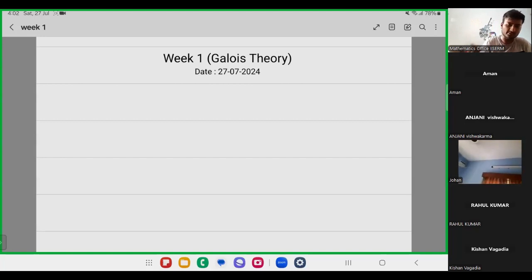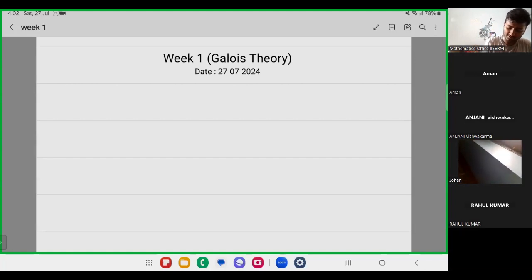Let's say we discuss what a commutative ring is. If everyone is familiar with that, I can leave that. Otherwise, I can write a few properties of this. So let's say I'm writing commutative rings.